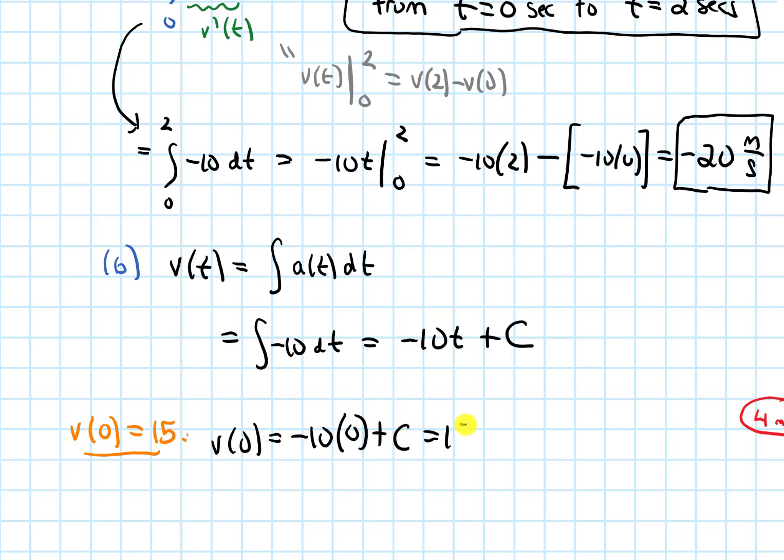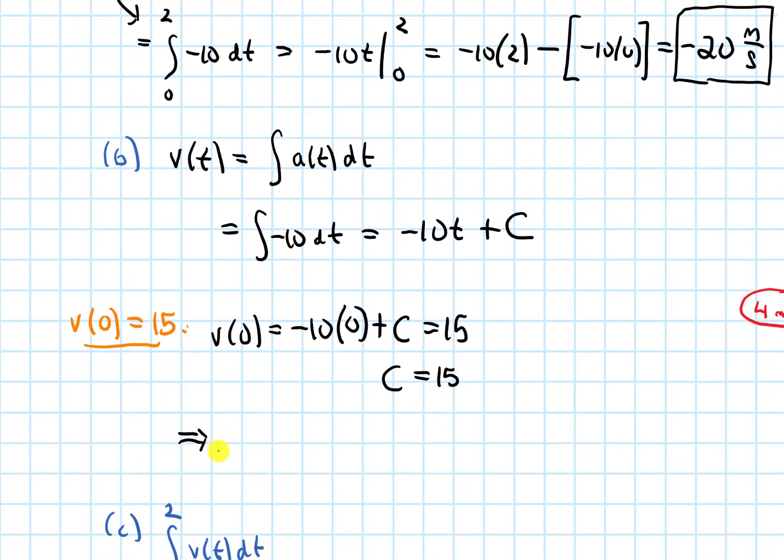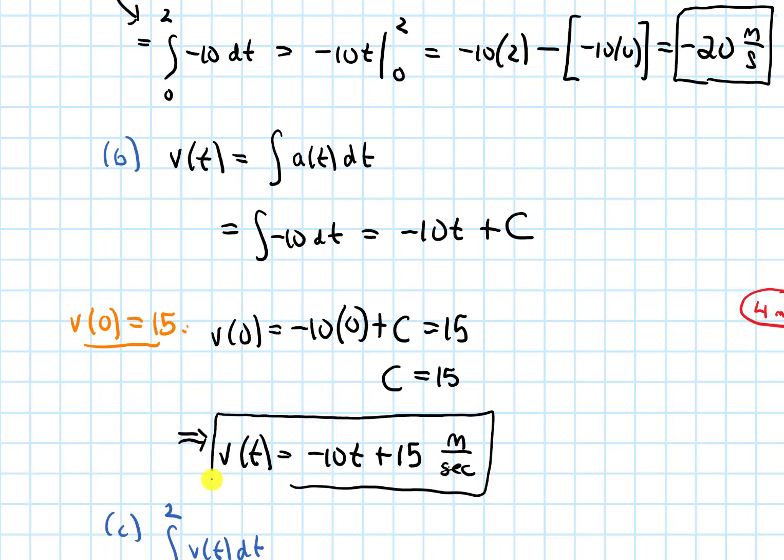And that's supposed to be equal to 15. And this tells me that c is 15. Okay, so if we plug that into our velocity, it is -10t plus 15. And the units of velocity were meters per second. And that's our velocity function.